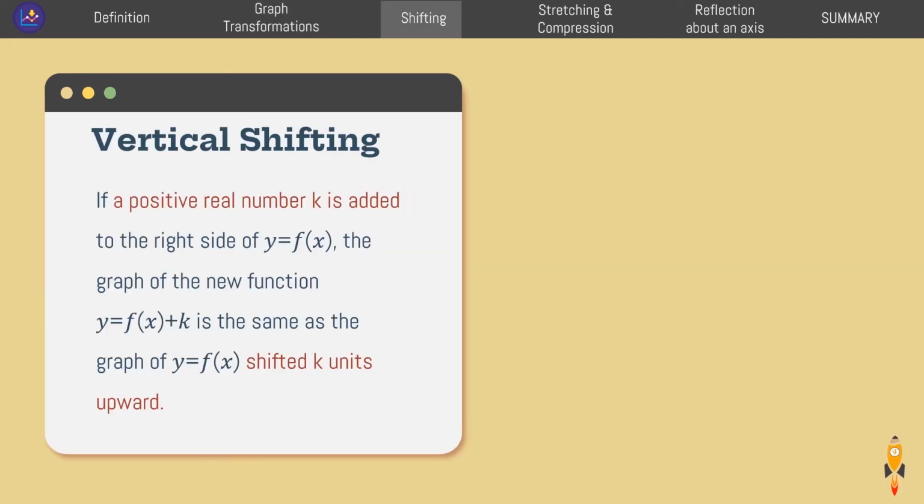Vertical shifting. If a positive real number k is added to the right side of y = f(x), the graph of the new function y = f(x) + k is the same as the graph of y = f(x) shifted k units upward.